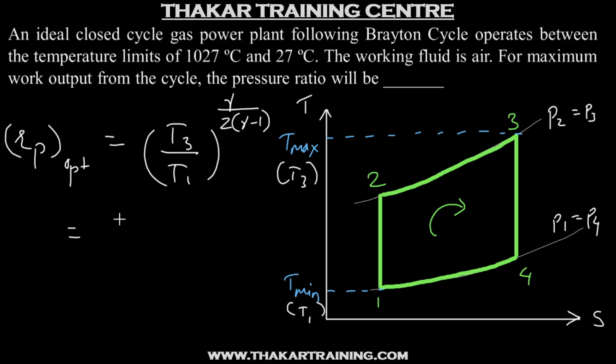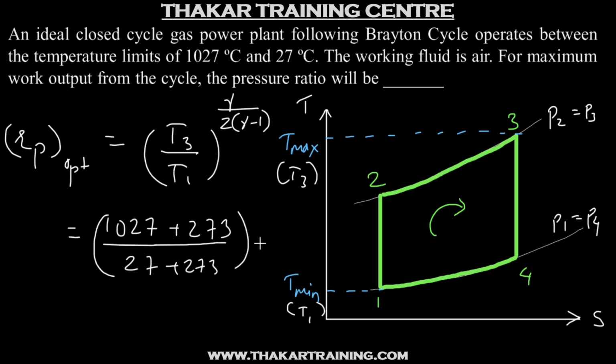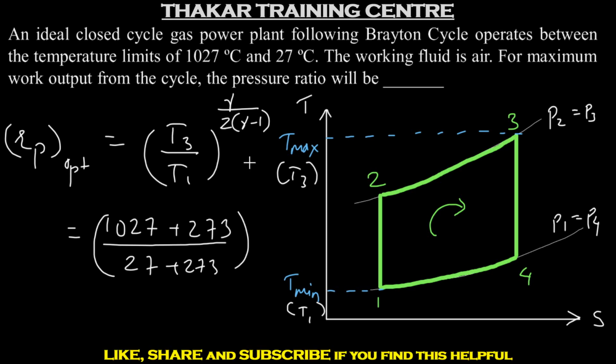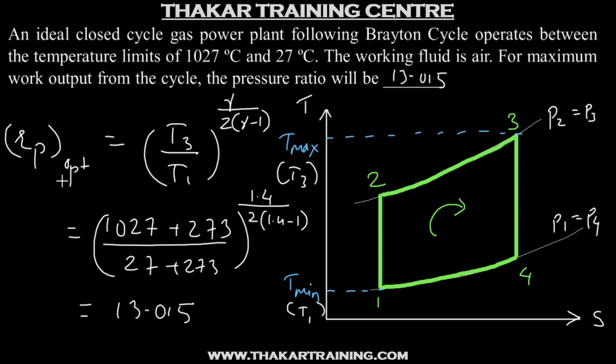T3 is 1027, so 1027 plus 273 in Kelvin, divided by T1, which is 27 plus 273 in Kelvin, raised to gamma. Now the question says the working fluid is air, and if nothing is mentioned, we take gamma for air as 1.4. So this will be 1.4 divided by 2 times 1.4 minus 1. On solving, this comes to 13.015. So the answer for this question will be 13.015. Anyway, this is just the value part. The main concept that we solved was what is the optimum pressure ratio when you have the temperature limits fixed.